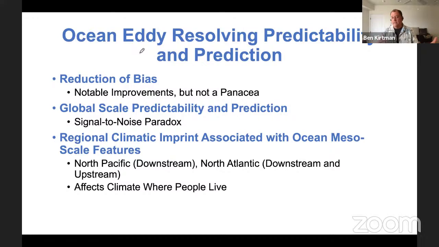There's hints that the signal to noise paradox is reduced in the high resolution model. We're still testing that, but we do think we have some pretty compelling results that we're going to report there. And then the real point I'm seeing is that the local imprint of some of the large scale processes is definitely different in these eddy resolving, if you will, simulations. And there's a downstream and upstream effect where people live. And I'll stop there.